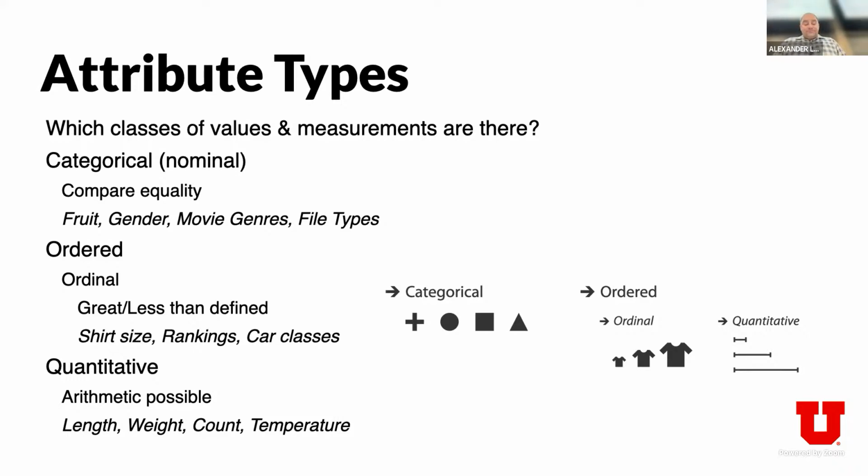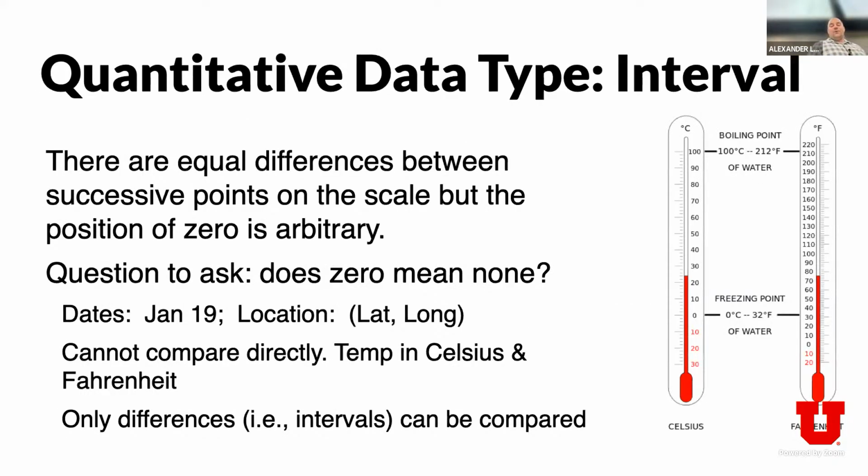And then finally at the bottom, we have quantitative attributes where we can do math, like arithmetic. These are things like the length, the weight, the count, or the temperature. For quantitative data, we can make a little bit of a distinction. There are two data types here, interval and ratio data. The key thing to distinguish is whether there is a meaningful 0 point.